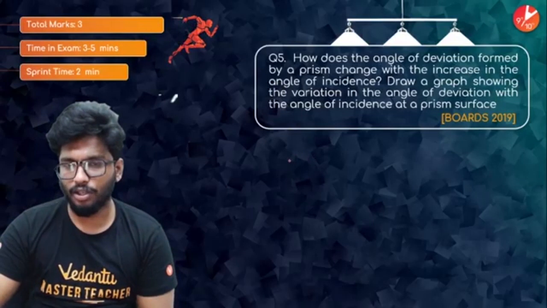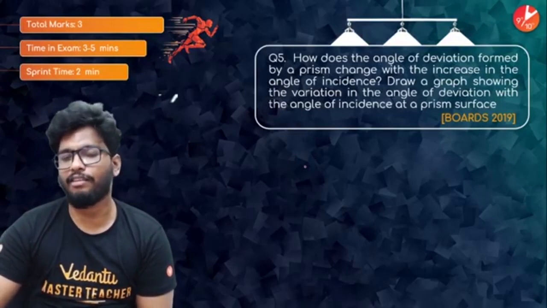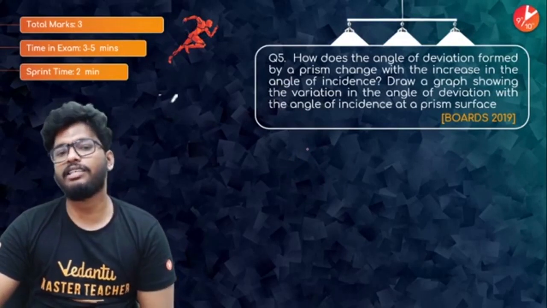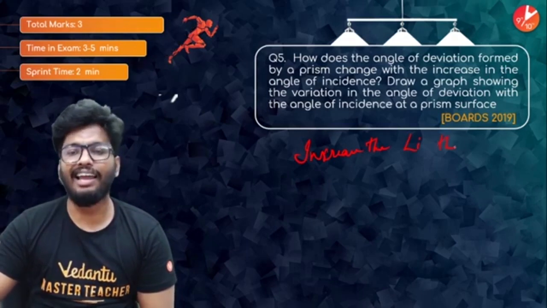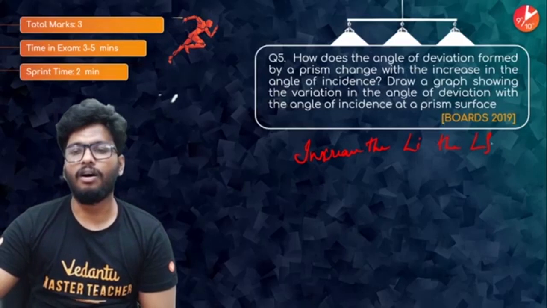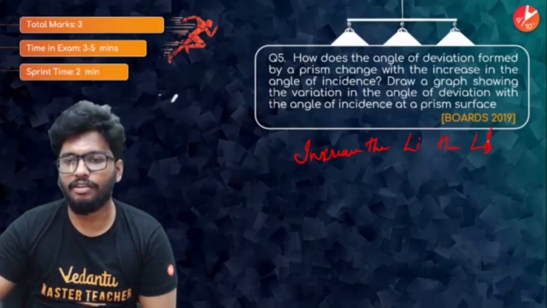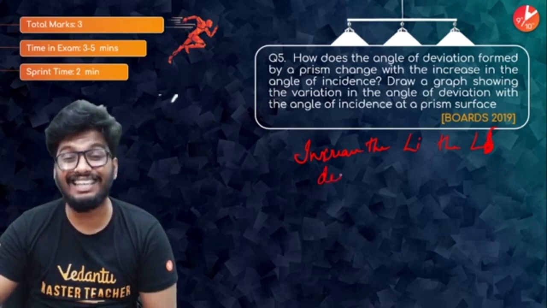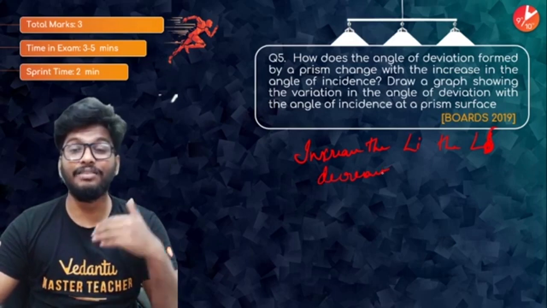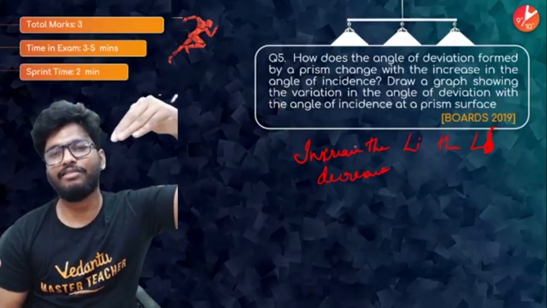Now, to answer the first part of the question, how does the angle of deviation formed by a prism change with the increase in the angle of incidence? As you increase the angle of incidence, the angle of deviation would actually decrease. So if you increase the angle of incidence, the angle of deviation would keep on decreasing.